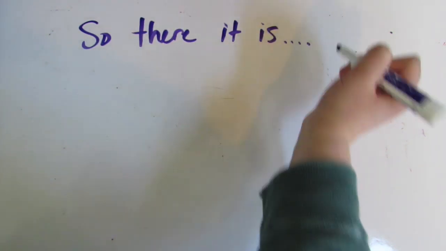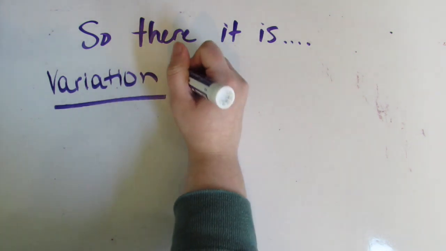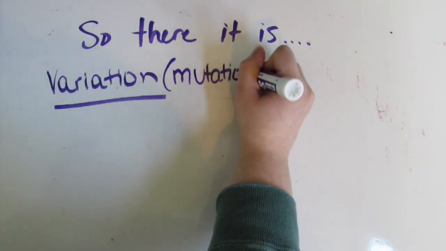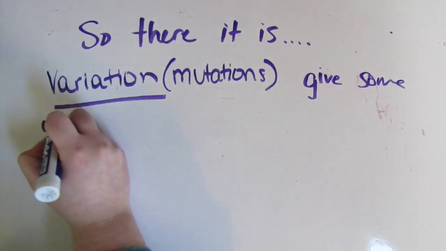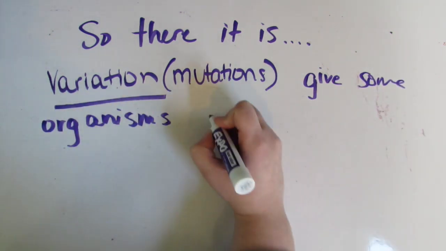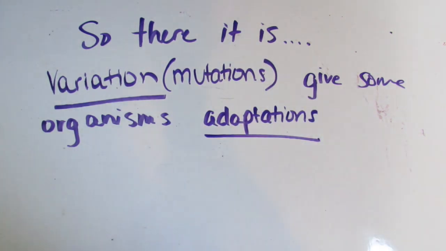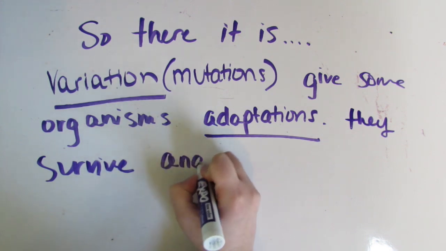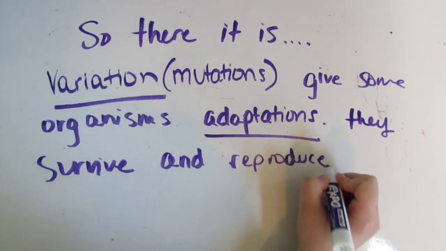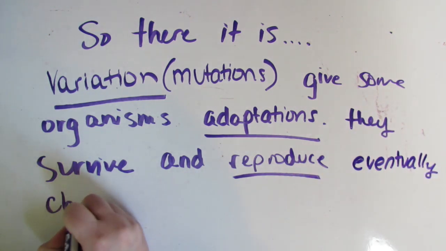So there you have it. Variation in a population leads to some organisms having advantageous traits or adaptations, and other organisms not having the adaptations. The ones that have the adaptations survive and reproduce and pass their traits on. And over time, it leads to a species changing. And that's evolution.